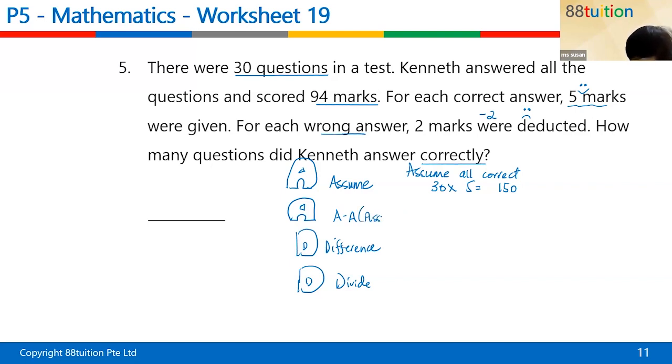So what does this mean? A stands for assume. A stands for actual. Because the assume one is 150 and the actual one is 94. So I use it to find their difference, 150 minus 94, I get 56. Now the 56, I call it the big difference, right?